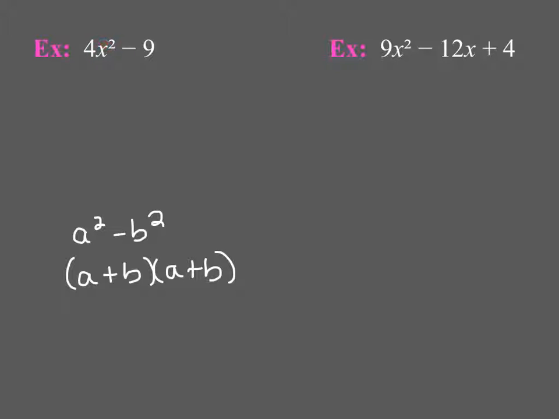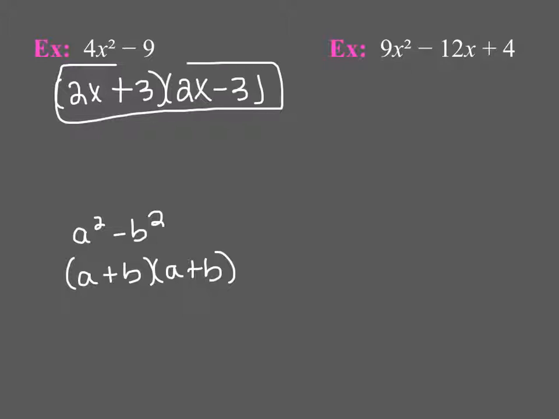So if 4x squared is a squared, a must be 2x. And if 9 is b squared, b must be 3. So I can just plug it in. 2x plus 3 times 2x minus 3. It's important to recognize difference of two squares because there's no other way to factor it other than using this formula down here.